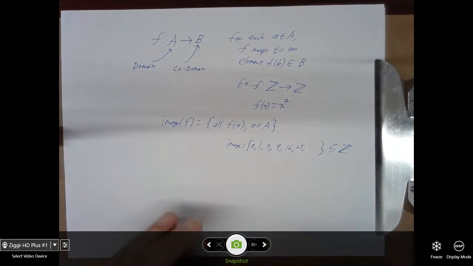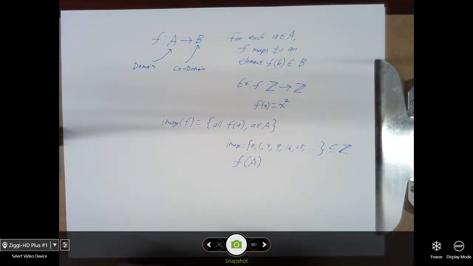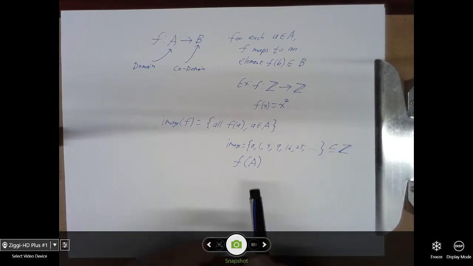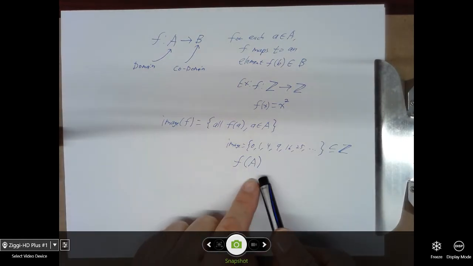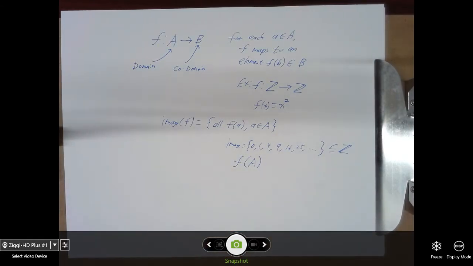And we can write this symbolically as f of the set A. And this is a shorthand for saying take every element of A, apply f to that. And this is the set of all the values you end up with. So it's the set containing f of every element in A, basically.